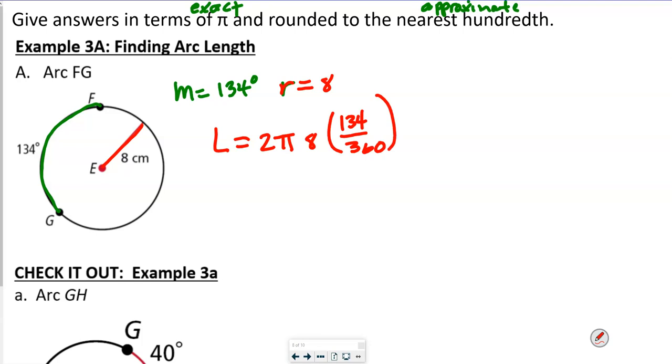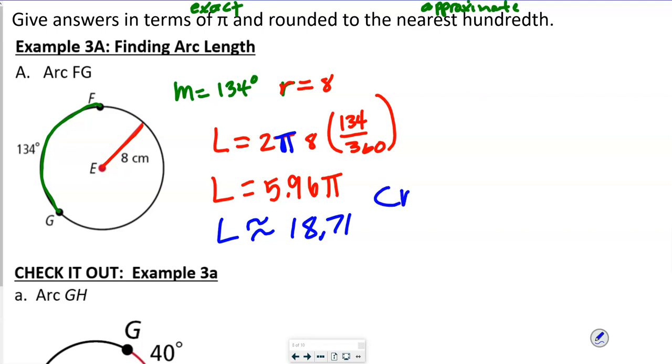Again, put that right in your calculator. And the length here is going to be 5.96 pi. Remember, again, we're going to leave our pi out till the end, right? Leave this out till the end, okay? And then that's our exact length with pi in it. And then our estimate of our length is going to be, what did I get here? 18.71. And both of these are centimeters.